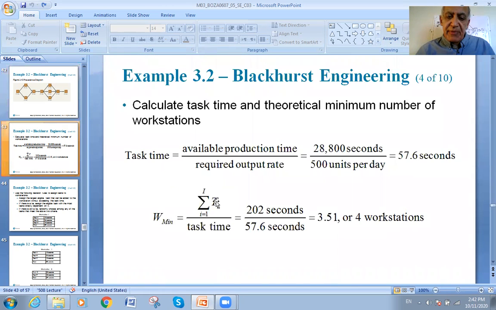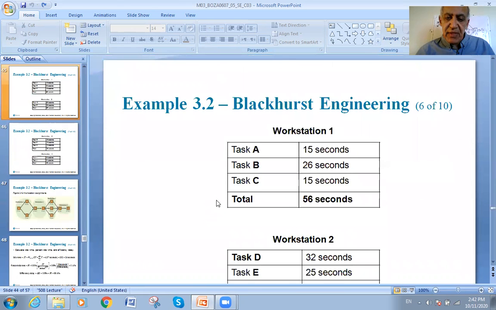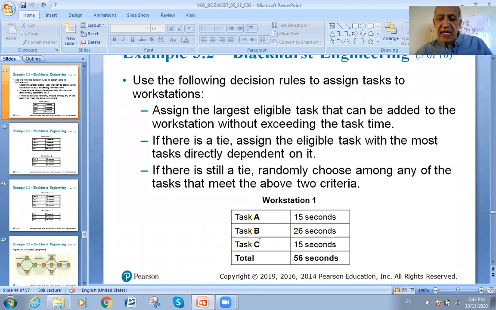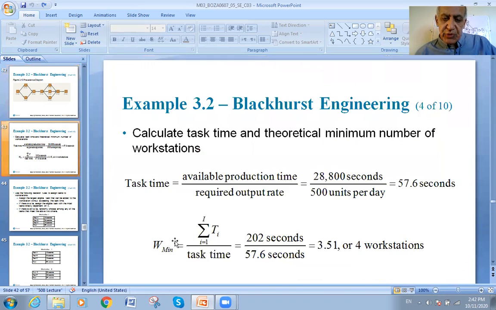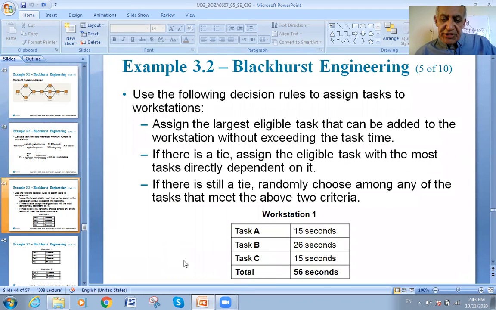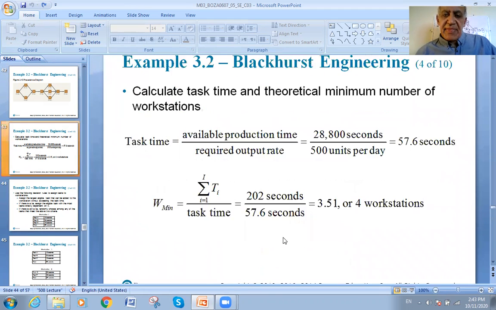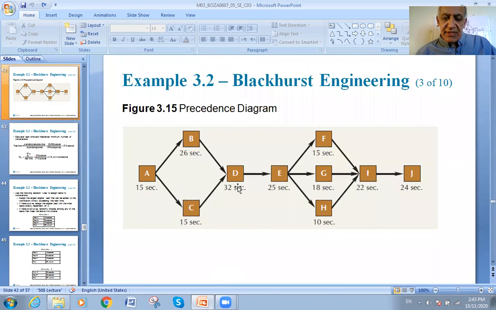So for each stage, we will have to calculate the total time, like here. As an example, workstation 1 has A and B and C. 15 seconds, 26 seconds, and 15 seconds. Those will come to how much? 56 seconds. Same thing I will do for stage 2, D and E.